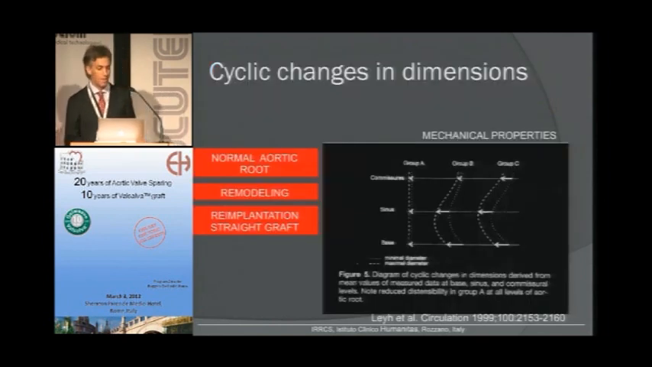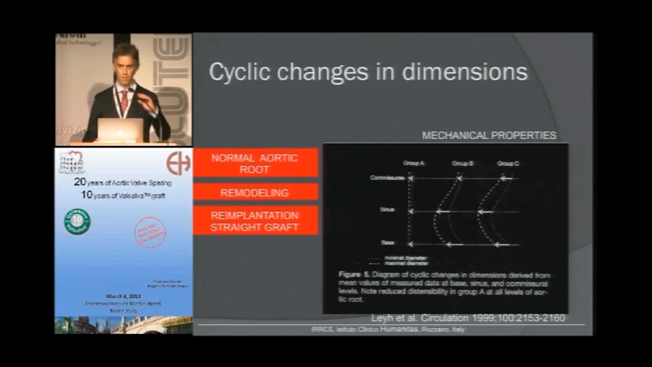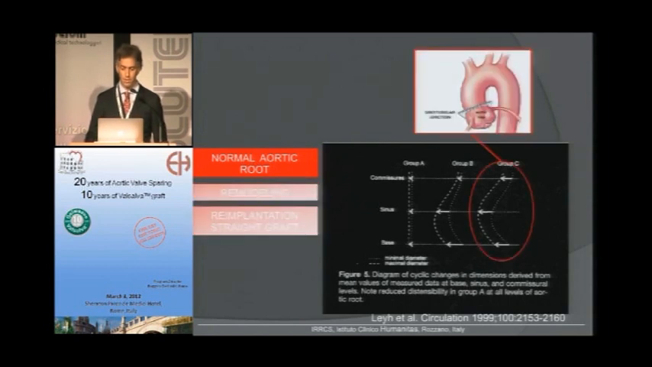What we knew at that time about the mechanical properties of the different grafts utilized for the valve sparing operation was learned from a very well done paper from Ley and Yacoub, who studied by ultrasound the cyclic changes in dimension of the aortic root in different scenarios. This is a root of healthy individuals, and as you can see, it has some compliance at the base, that means compliance at the annulus. It has some compliance at the sinuses level. It also has compliance at the sinotubular junction.